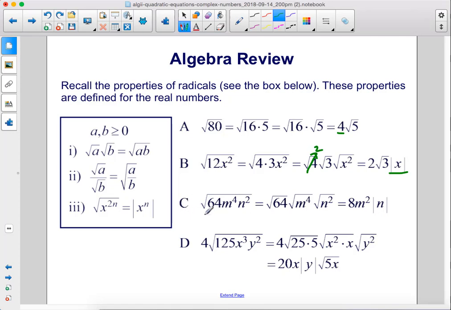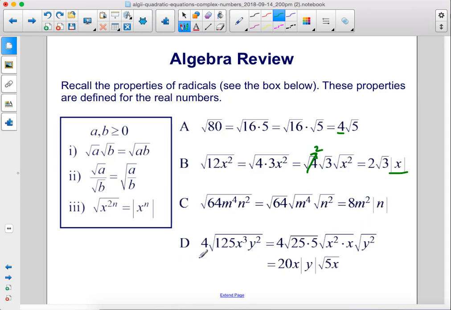For c, we have the square root of 64 times m to the 4th power times n squared. Break that up into three different radicals. The square root of 64 is 8. The square root of m to the 4th is m to the 2nd. And the square root of n to the 2nd is the absolute value of n.